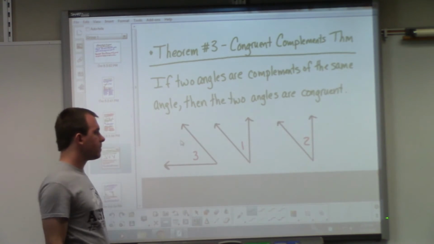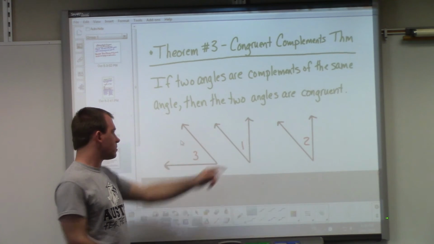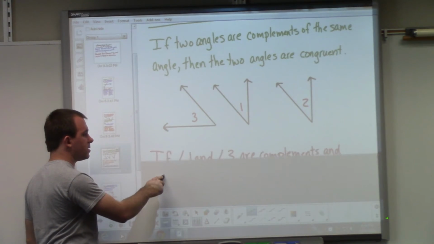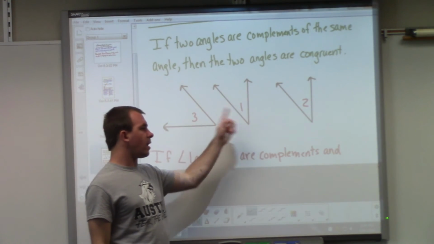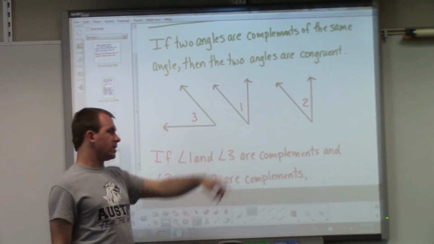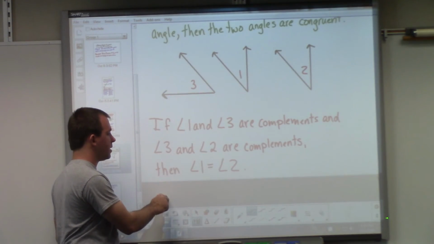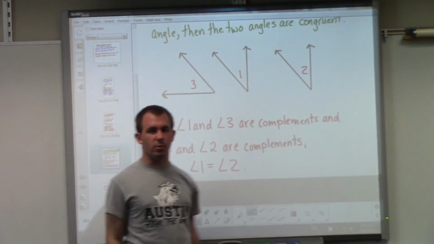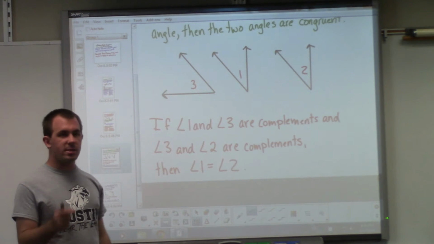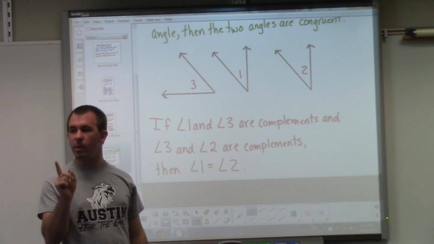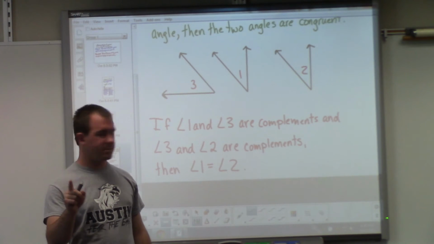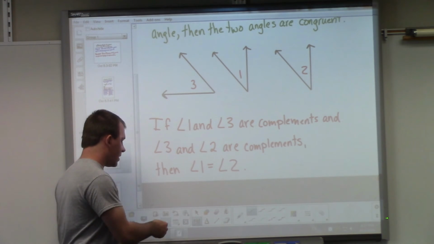Pictures. We have angle 3, angle 1, and angle 2. These pictures show us that if angle 1 and angle 3 are complements, and angle 3 and angle 2 are complements, then angle 1 is equal to angle 2. Very similar to the congruent supplements theorem. You just have to know what it means to be a complement, which we went over a little bit ago. If you don't remember, rewind.